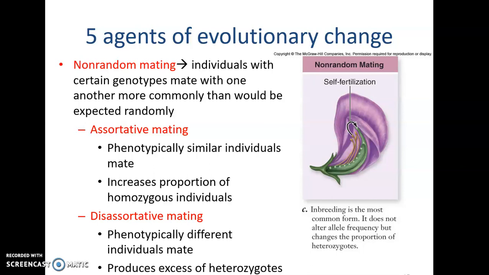Non-random mating can also be disassortative mating, where phenotypically different individuals mate with each other, thus producing an excess of heterozygotes. A good example of this is the MHC, or major histocompatibility complex. This is part of our immune system, and a lot of species will pick mates that have an alternate form of the MHC molecule. This is going to enhance the immunocompetence of the offspring. This is so beneficial that it happens in all sorts of animals, including fish, reptiles, birds, mammals like mice, primates, including humans.